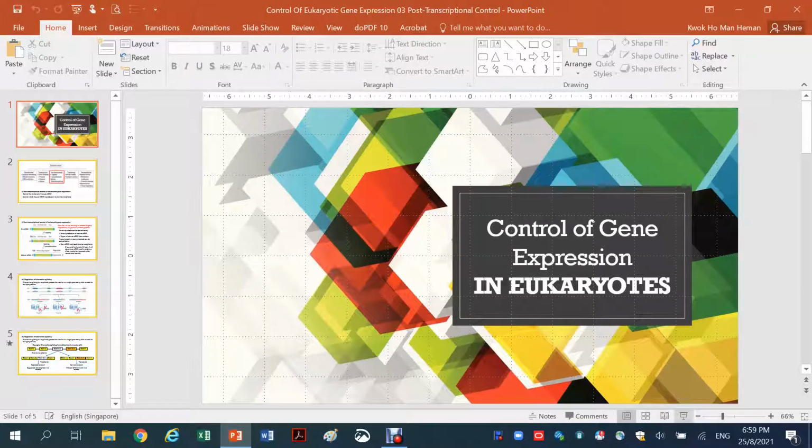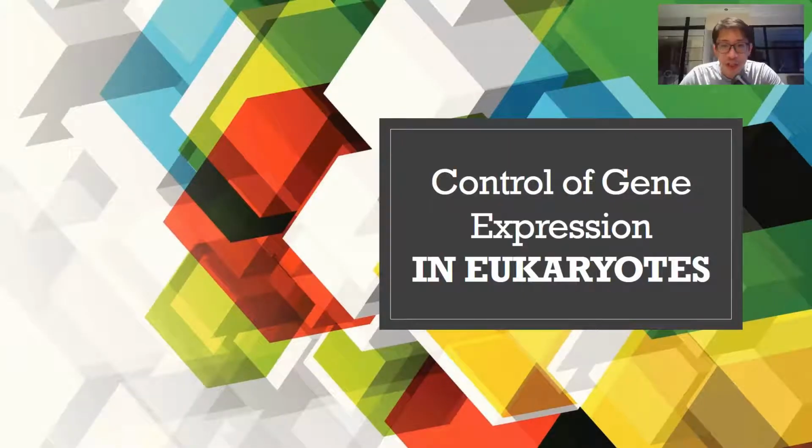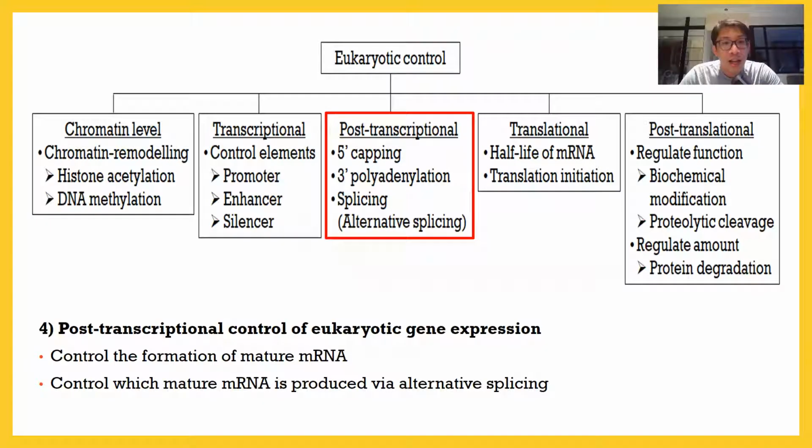Okay, we'll be continuing with the topic of control of gene expression in eukaryotes. We'll be looking at the post-transcriptional level. How is gene expression controlled at this level? Obviously transcription will have already occurred, which means that at the chromatin level, the chromatin would be loosely coiled with histone acetylation, and the transcriptional control would have allowed for transcription to occur. So that's where we can have the post-transcriptional control.